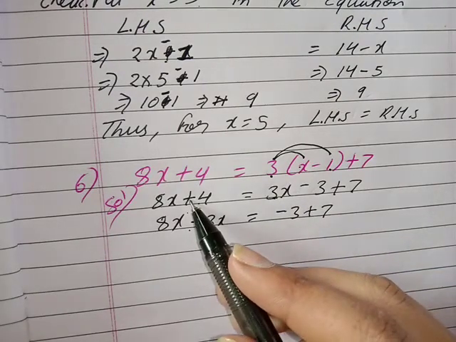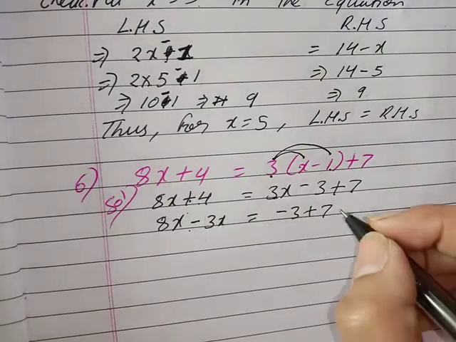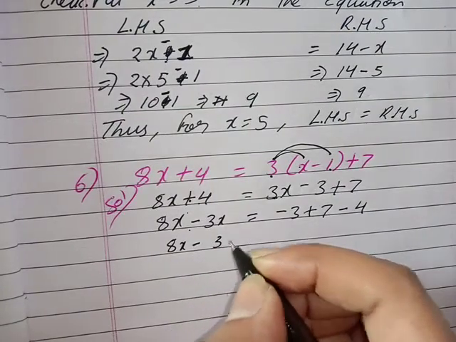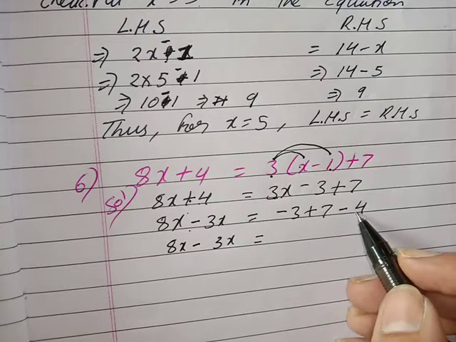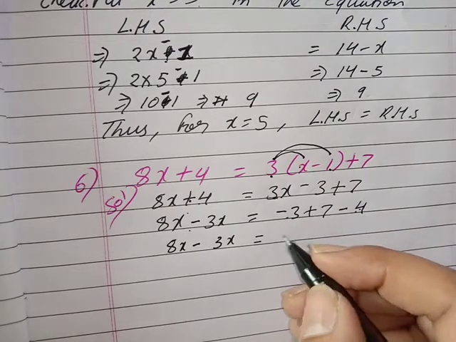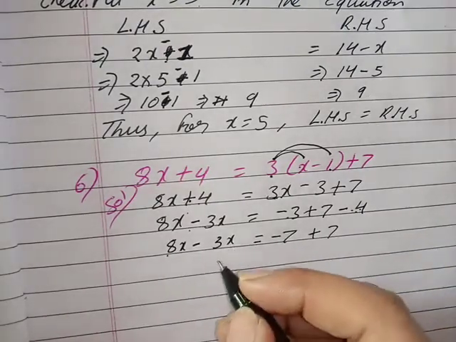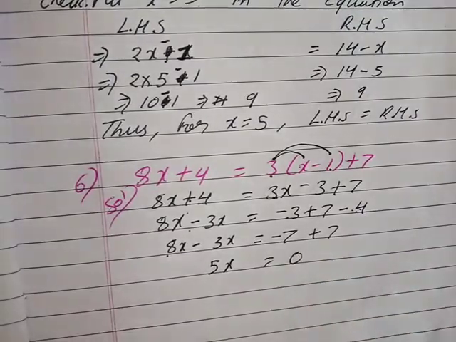Now we'll transfer plus 4 to the RHS. So plus 4 becomes minus 4. 8x minus 3x. First we'll solve the negative terms. So 4 plus 3 is 7, and the sign is minus, so minus 7. 8x minus 3x is 5x. Plus 7 minus 7 is 0.